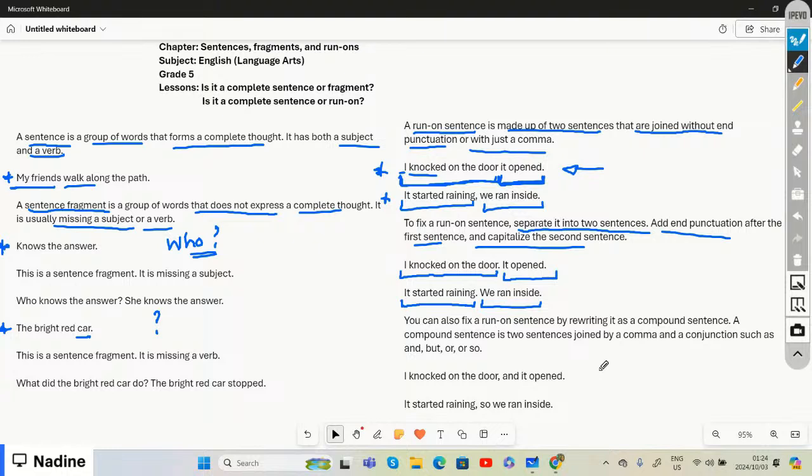We can also fix a run-on sentence by rewriting it as a compound sentence. And a compound sentence, right? A compound sentence is two sentences that are joined by a comma and a conjunction such as and, but, or, so.